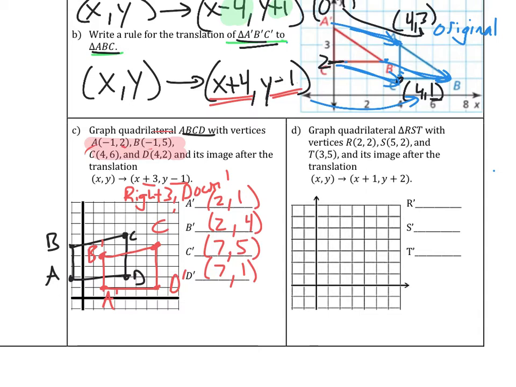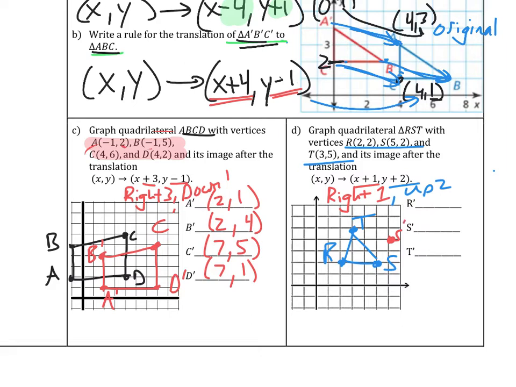What's this going to do? Well, the x is the horizontal direction, so the plus 1 is going right. X is left and right, so this is going right 1. And the y direction is going plus 2. Well, that's up 2. So let's graph the points for this triangle here, RST. So we've got our triangle. Our new points are going to go right 1 and up 2. So if we go from here, right 1 and up 2, that's going to be our new point right there.